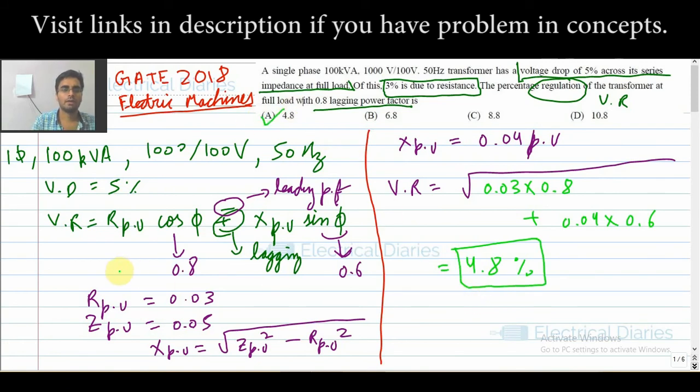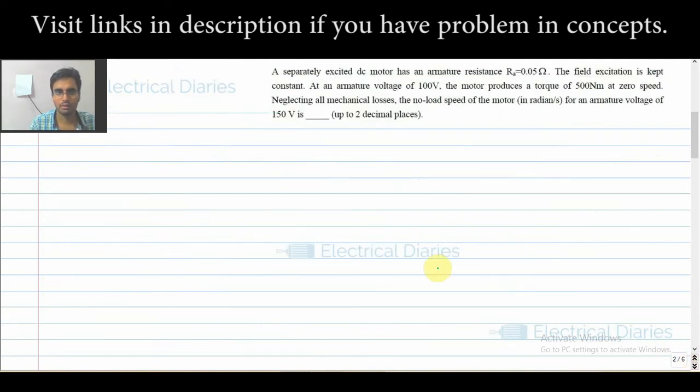So you have to tackle this question like this. If you know this relation, then you can go forward with it. Okay, so this question is done. Now let us move to the next question of GATE 2018.